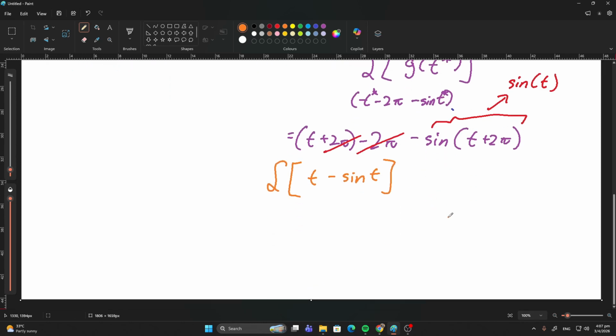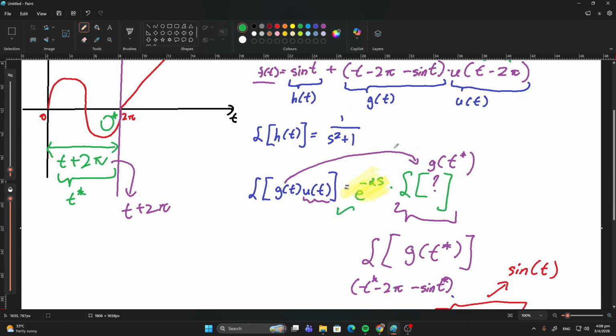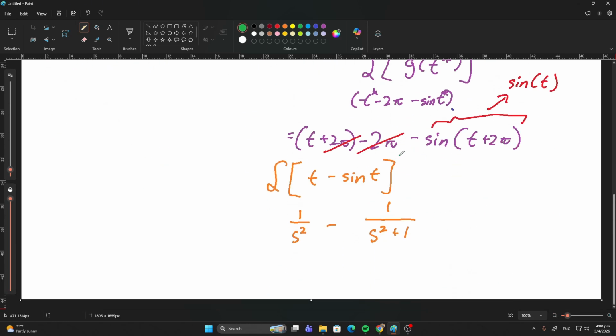And whoa, life is so simple. How do I Laplace t? Laplace of t is just 1 over s squared, minus, then sine is just 1 over s squared plus 1. But remember, this is not the final. Remember this part? We still got this.